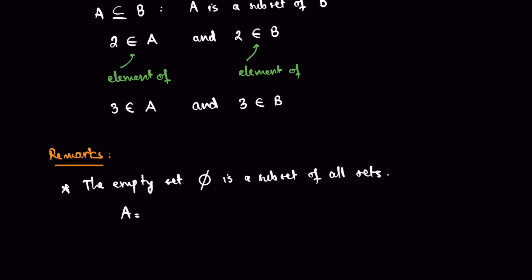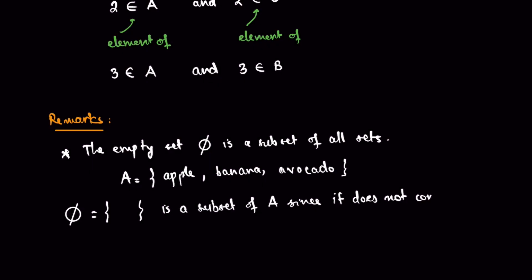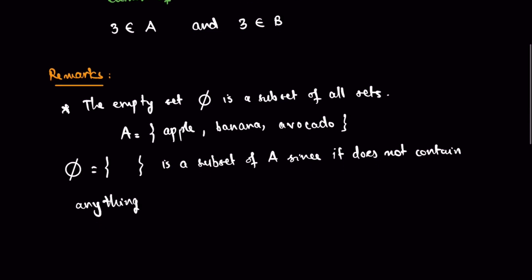For instance, you have a set A equal to apple, banana, and avocado. The empty set, in this case, again, this is the notation, or you can use the notation of this, is a subset of A since it does not contain anything that violates the original set.